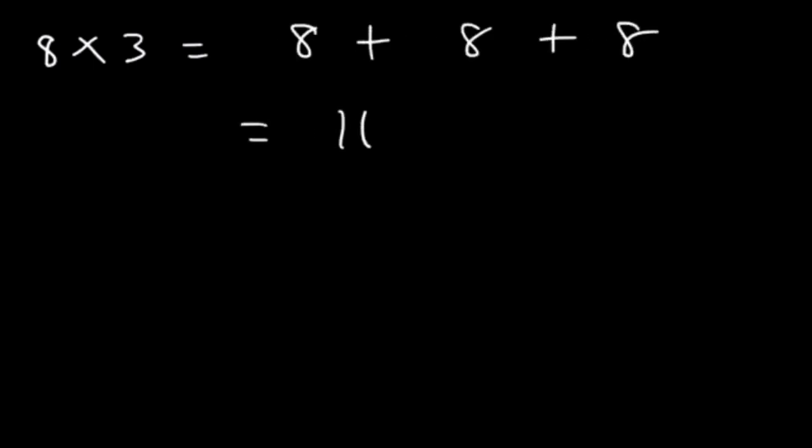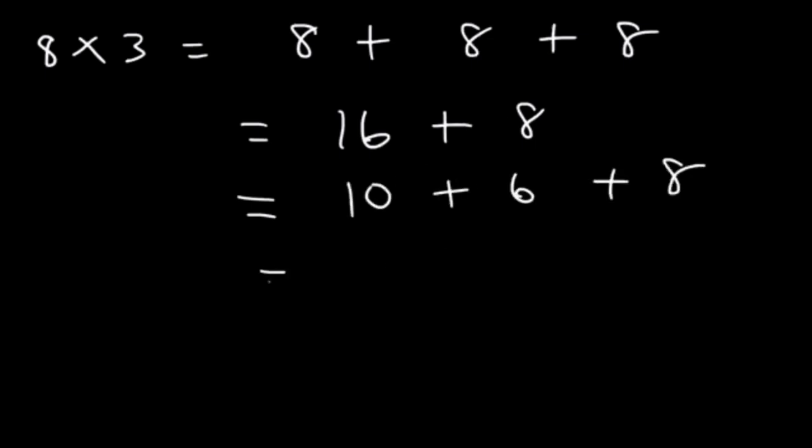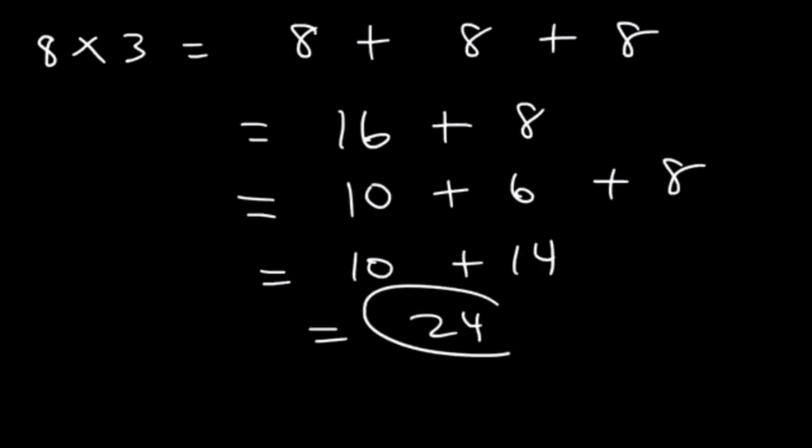Now what about 8 times 3? This is simply 8 plus 8 plus 8, 3 times. 8 plus 8 is 16. And what's 16 plus 8? Well, 6 plus 8 is 14. So think of 16 as 10 plus 6 plus 8. And if 6 plus 8 is 14 and 10 plus 14 is 24, then 8 times 3 is 24.